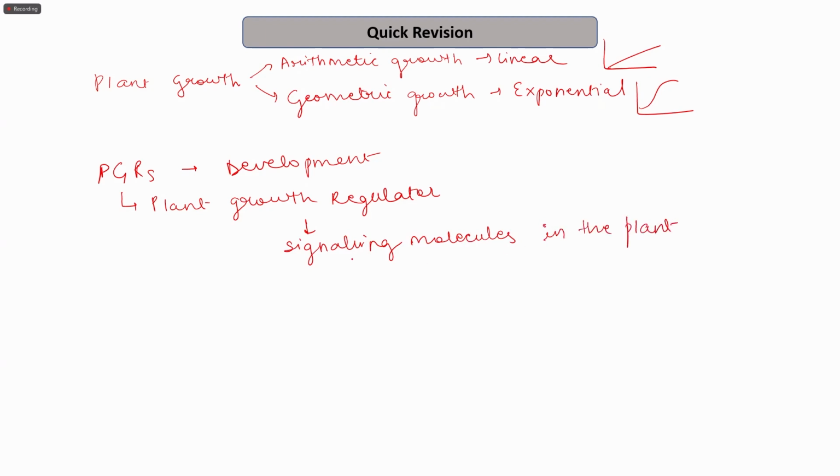They are secreted in very low concentration, and they may act locally as well, unlike animal hormones. So these are plant growth regulators, and we divided plant growth regulators into two categories.